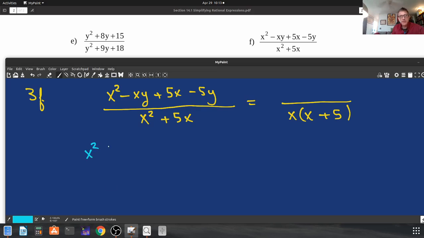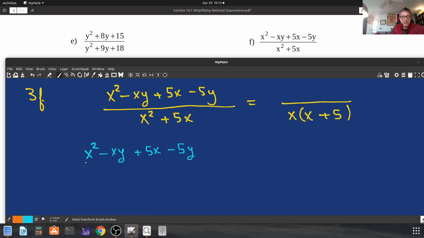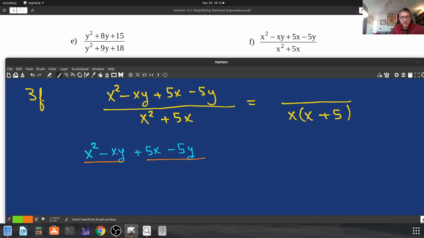of the numerator. And the first thing that should strike you, the big huge clue, is it's given to you as 4 terms. So this is going to require factorization by groups. This is my first group. This is my second group. So what do we do? We factor out the greatest common factor of each group.